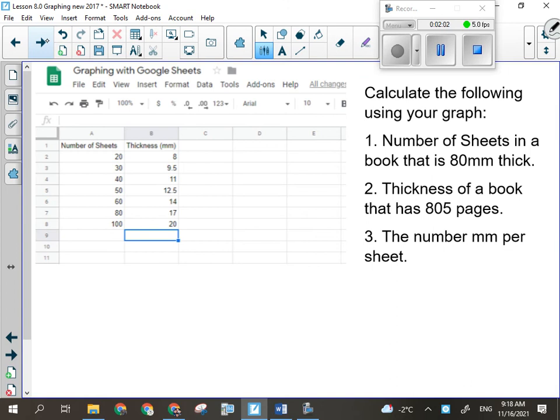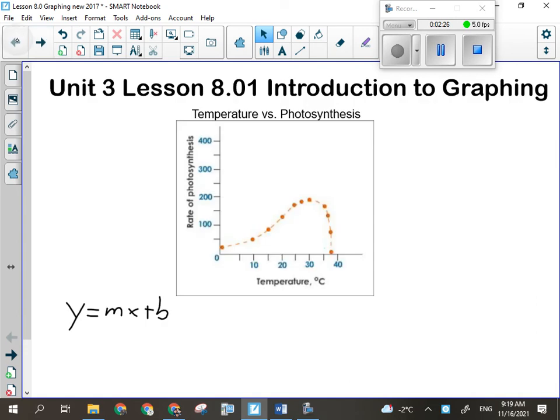So to build a graph, what are some requirements of a graph? What are some things a graph should have? An x-axis and a y-axis. A graph should have an x-axis and a y-axis. Okay, what else? Labels. Labels, yes. Both the x-axis and the y-axis should be labeled. Okay, they should have what's on them. So if we go back to this example graph, temperature in degrees Celsius on the x-axis, rate of photosynthesis, there's no units for that, I don't know what it is, okay, on the y-axis.